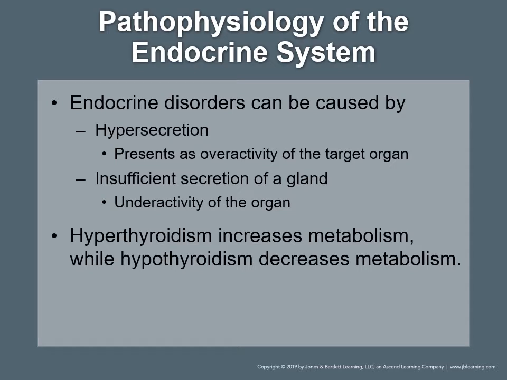Pathophysiology of the endocrine system. Endocrine disorders can be caused by either hypersecretion or insufficient secretion of a gland. Hypersecretion presents as overactivity of the target organ regulated by the gland. Insufficient secretion results in underactivity of the organ controlled by the gland. Hyperthyroidism and hypothyroidism are two serious illnesses of the endocrine system. Most of the endocrine emergencies you will encounter will be related to diabetic emergencies secondary to abnormal insulin secretion.